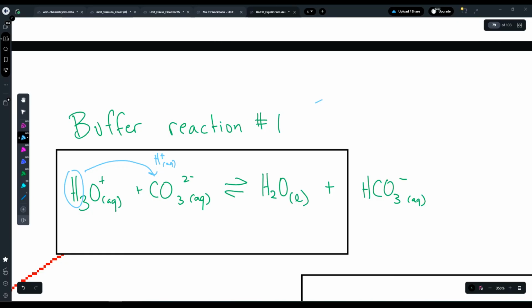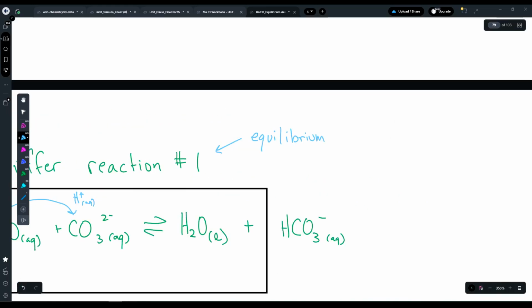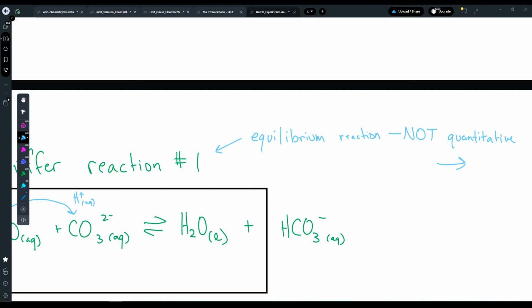So I'm going to write a little note. The buffer area reactions, those are equilibrium reactions. They are not quantitative. If it was quantitative, we would just be using a single forward reaction arrow.